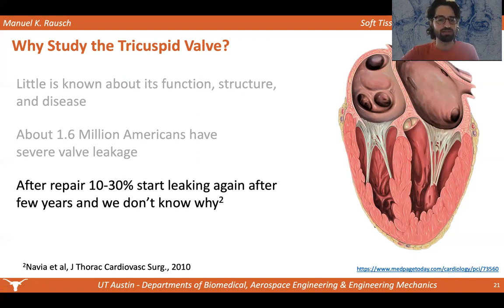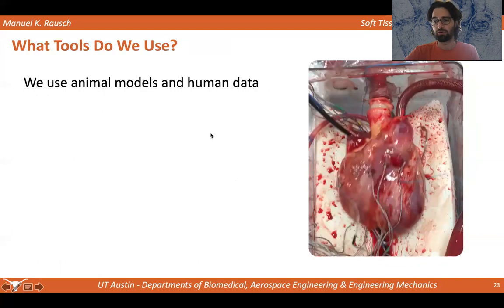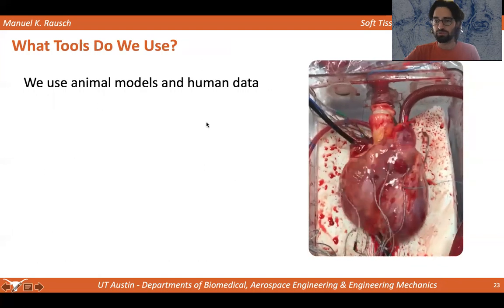But when we do repair it, the repair fails in 10 to 30% of patients within a few years, and we don't understand why. And so again, we need more basic science and high fidelity computer models to optimize repair, understand what's going on, and to improve our current standard. What tools do we use to do that?